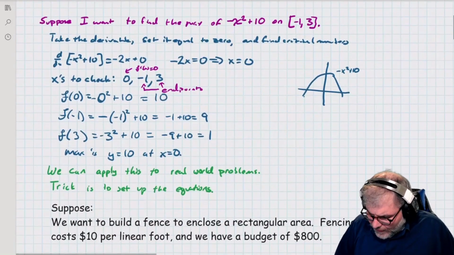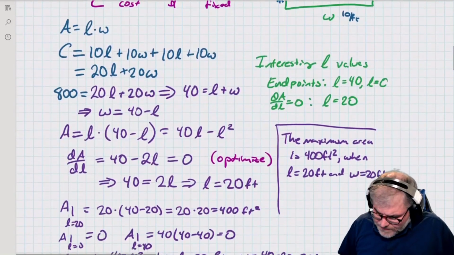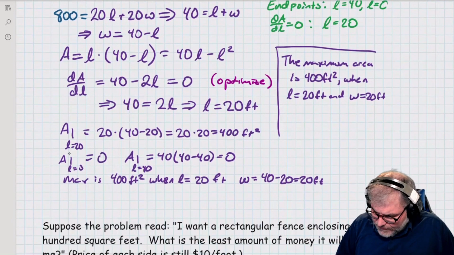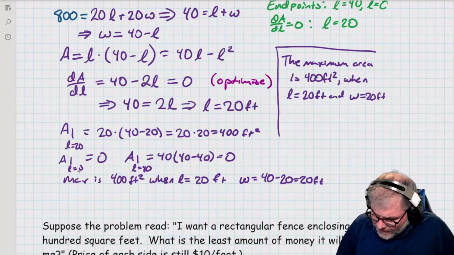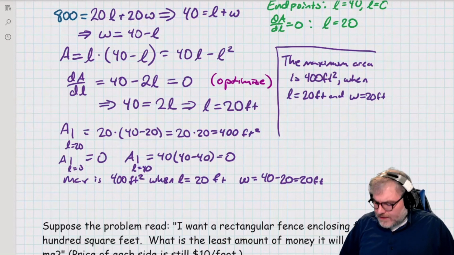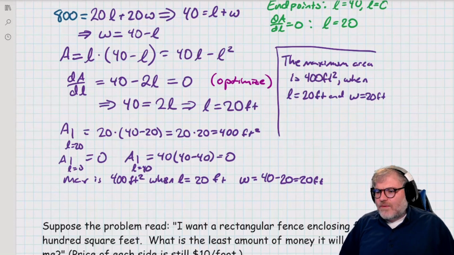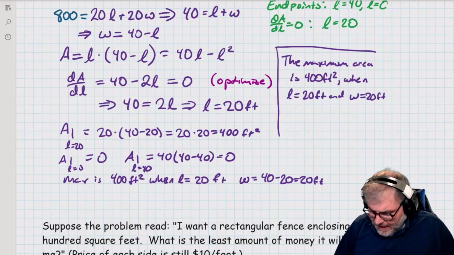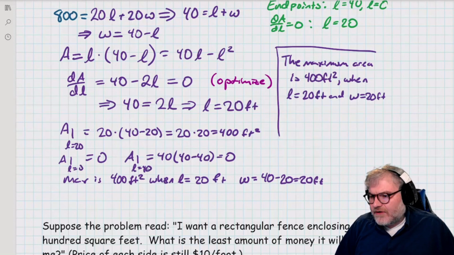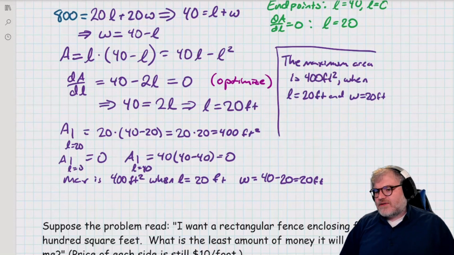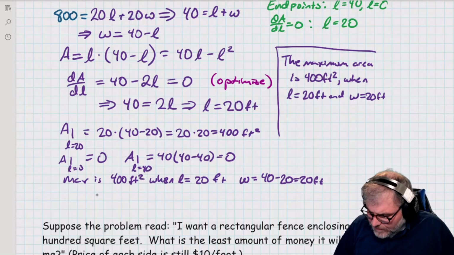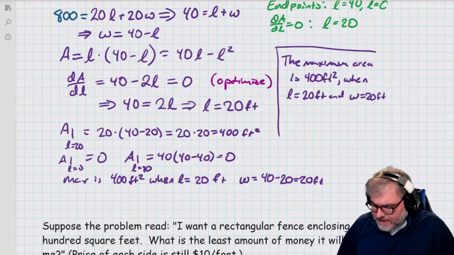Just like I did before here, I sub those endpoints back in. So I have A equals the area when L equals 20, I'm going to get 400. The area when L equals 0 gives me 0 because I've got all length and no width. And the same thing happens here. If L equals 40, then I've got no width. Here I had no length, all width. Here I have all length, no width. Both of those end up with 0. So the maximum size of this thing is 400 square feet.